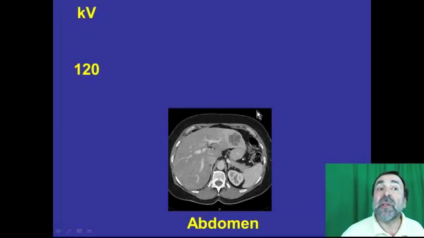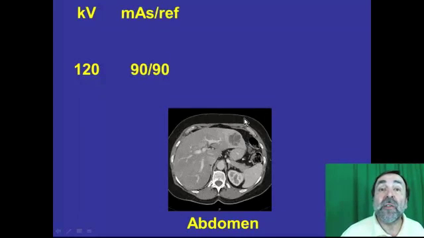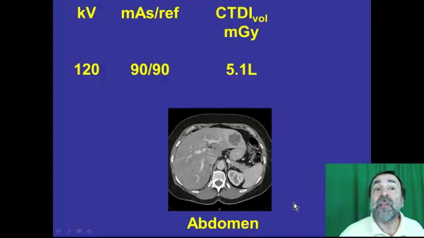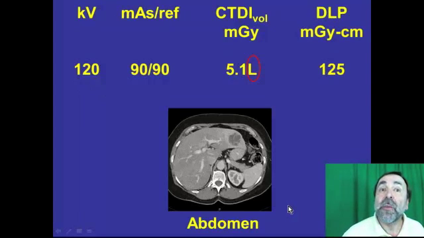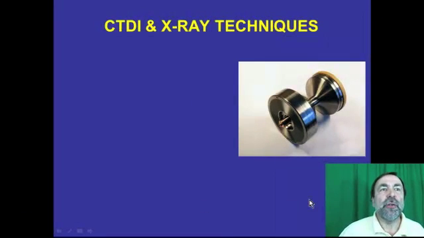Let's look at an abdomen scan. The kV might well be 120. The mAs that was used to perform the exam in this case is 90. The CTDIvol is 5.1 milligray. But notice that there is the letter L after the CTDIvol value, which indicates that the measurement was made in the large, the 32 centimeter diameter phantom. And by taking into account the total scan length, you now have a representative DLP for this abdominal CT scan of 125 milligray centimeters.